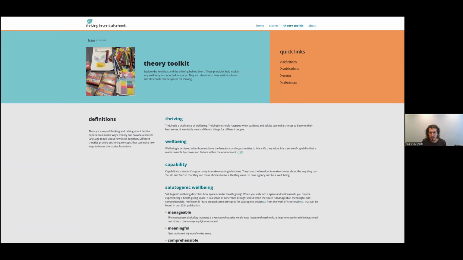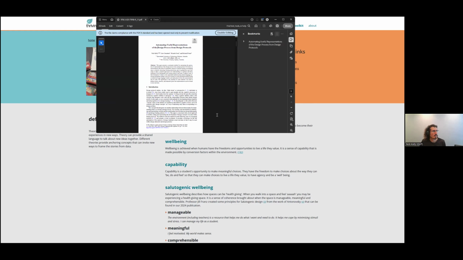Okay, the example that I really wanted to get to is, just going to shift something across to the sharing screen. Okay, this is a paper from 2024.